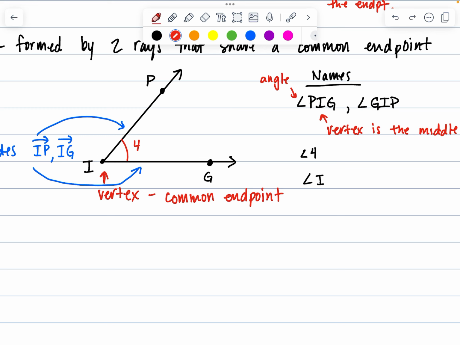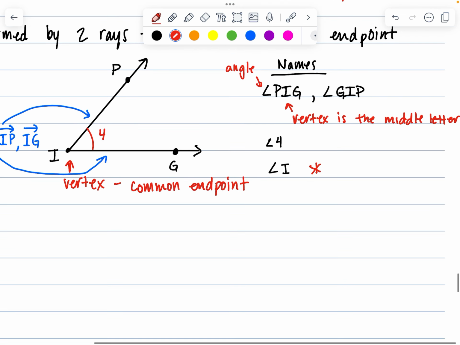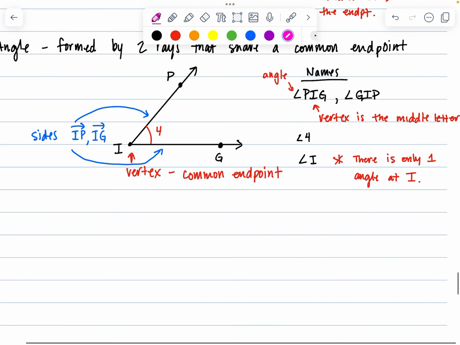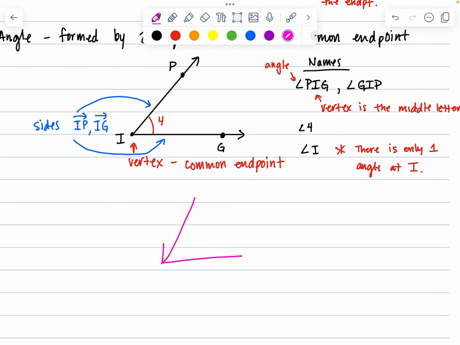This is an exception though, and I'm going to put a little star by this. And you could only call it angle I because there is only one angle at I. I'm going to show you a counterexample to this. If I, for instance, have another angle, this is in pink, you don't have to copy this down, and let's call this angle WO, and then I'm going to put an L here and an F here.